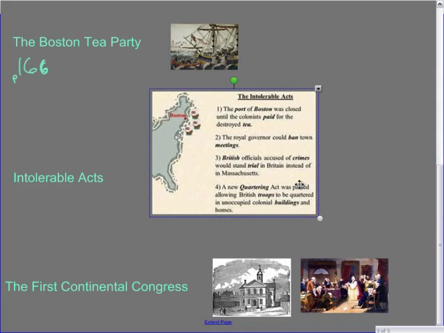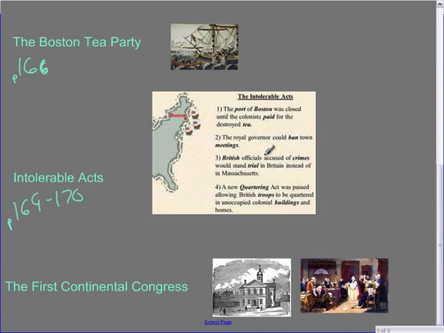The Intolerable Acts can be found on page 169 through 170. And basically they closed the port of Boston until the colonists paid for the tea. And this is an interesting rule because the colonists had already offered to pay back the tea. But the problem is they say we'll pay back the tea as long as you get rid of the Tea Act. And the British say no. You're going to pay the tea back, and we're not going to get rid of the Tea Act.